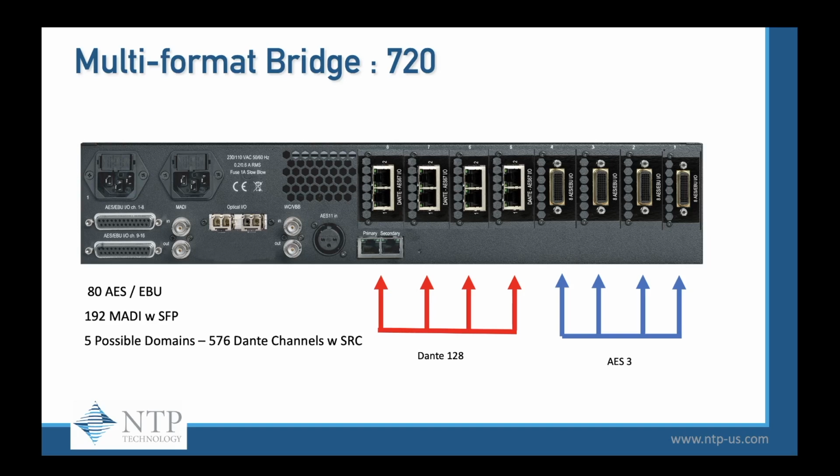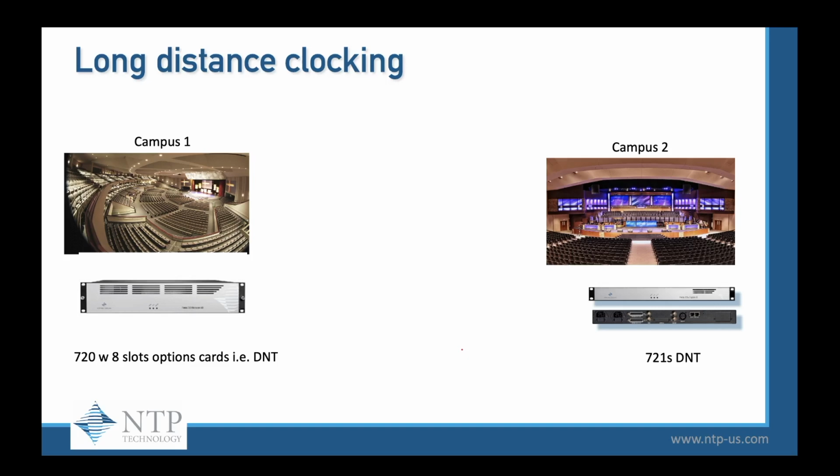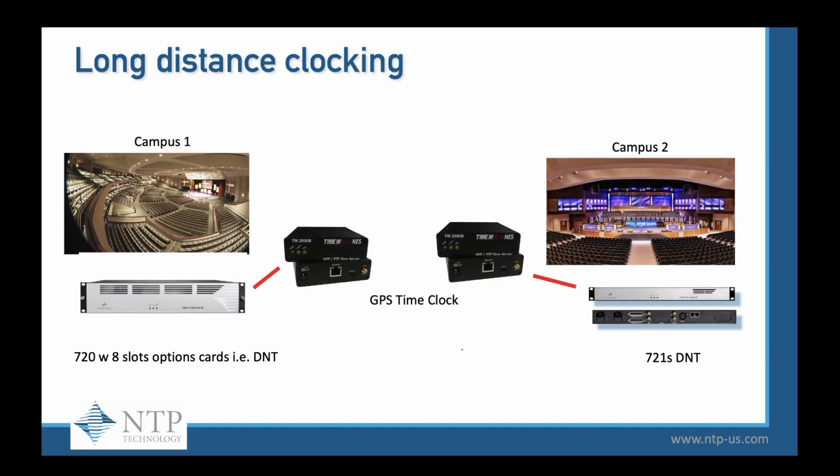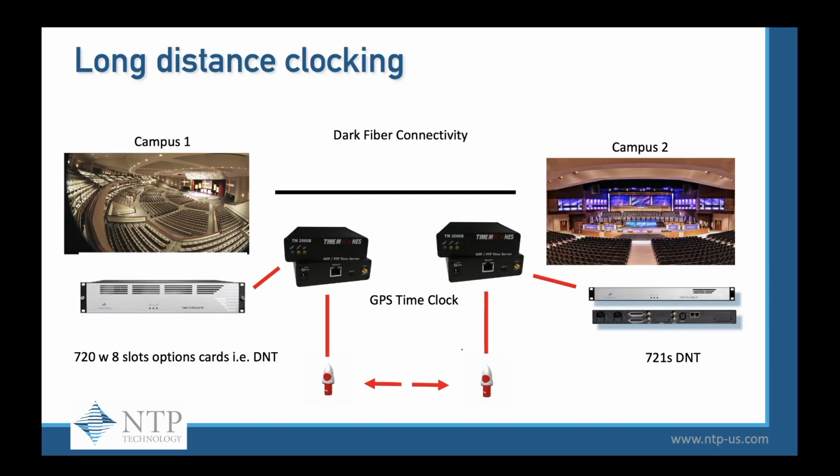But how do I handle the clocking? When you have multiple campuses, you need to utilize GPS time clock. You set up your antennas, connecting via satellite, and you can now connect your audio through dark fiber. Dark fiber connectivity can be leased or purchased, as in Salt Lake City, where they own fiber between the Brigham Young University campuses, and this will give you long-distance access between campuses.